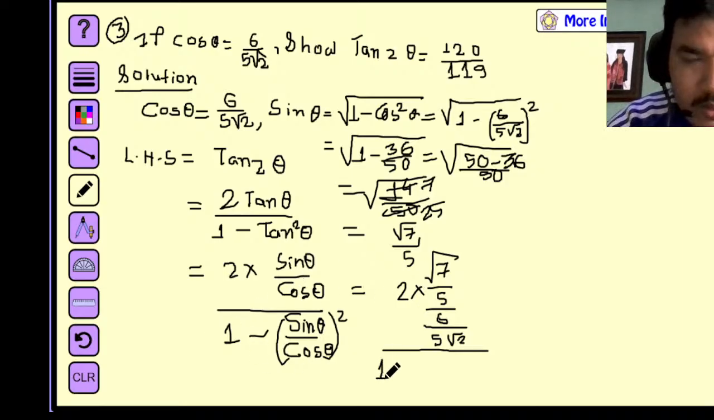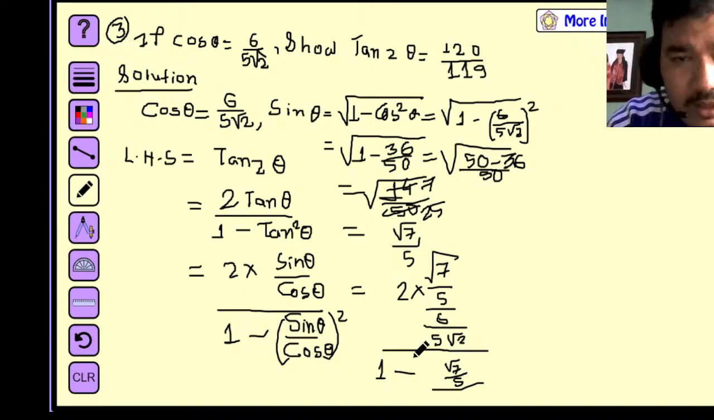Here also 1 minus, then what is this sin theta? We found the value of sin theta here: square root 7 by 5. It's also whole upon what is this? Cos theta was there, 6 by, we can write as 6 by 5 root 2. It's also whole square.